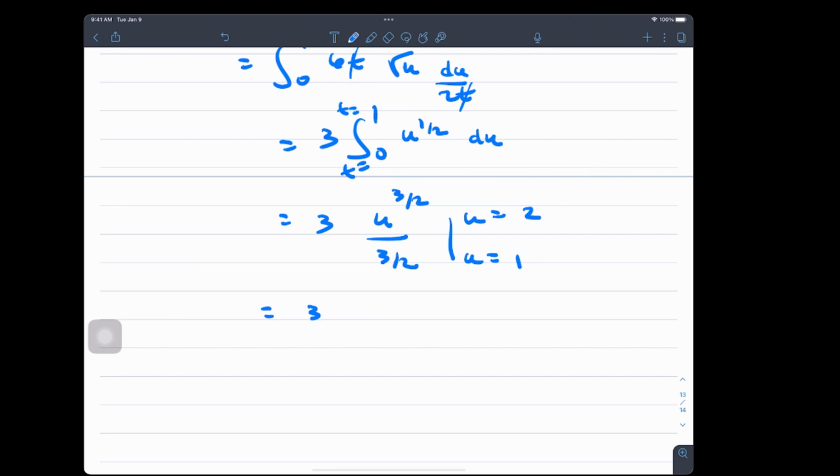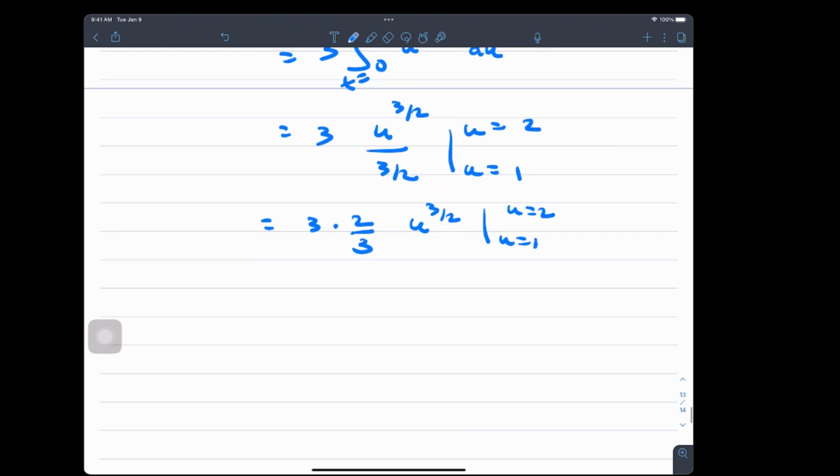So this is now 3 times 2/3 u to the 3/2, u is 1 to u is 2, which is going to be, you have canceling the 3, 2u, u to the 1/2. Do your simplification for u to the 3/2 right in here. I taught those Calculus 1 students how to do that.